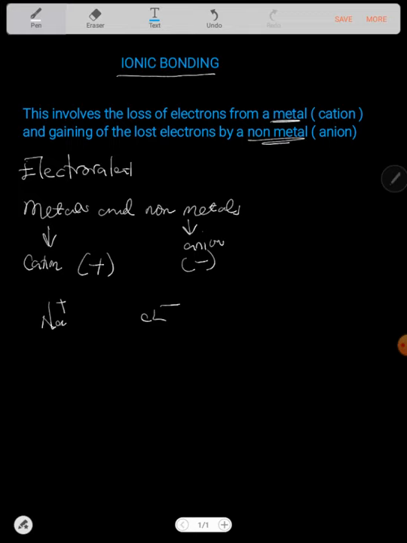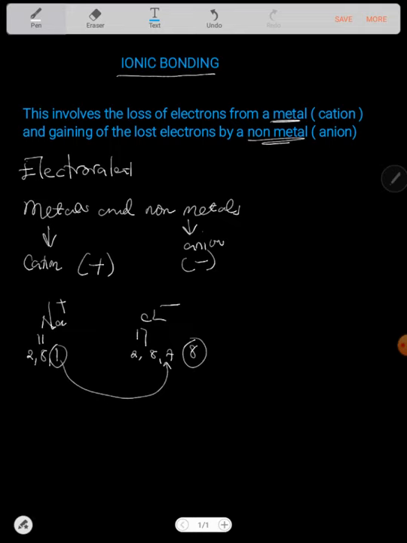I know that sodium has got 11 electrons, and chlorine has got 17. Sodium has the arrangement 2,8,1, and chlorine is 2,8,7. So this electron here will be lost to chlorine, and chlorine is going to have 8 electrons in the outer shell. Sodium will remain with 8 electrons, and both atoms will be stable.